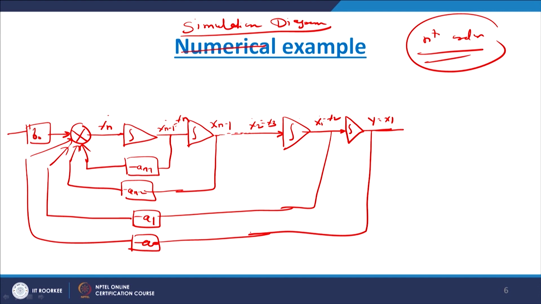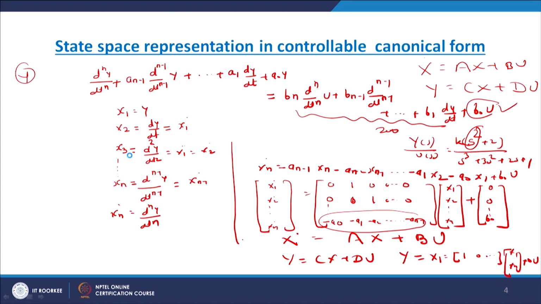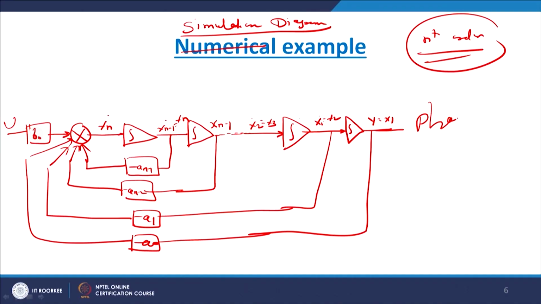So, here x1 dot equals x2, x2 dot equals x3, and finally xn dot equals bu, and whatever equation we have taken here has been simulated, and the output y equals x1. So, this is the Simulink diagram of the controllable canonical form, or it is also called the phase variable form.